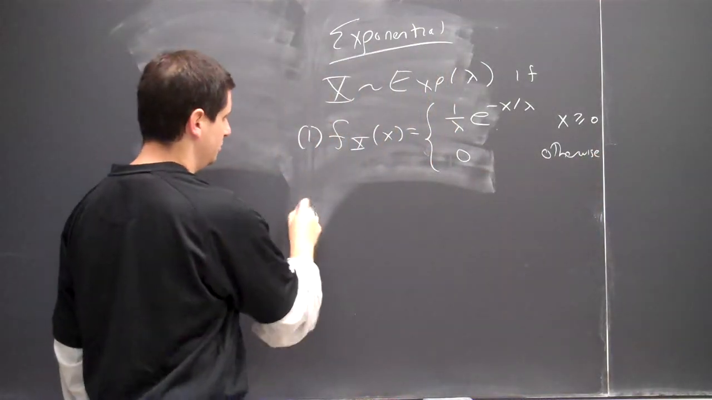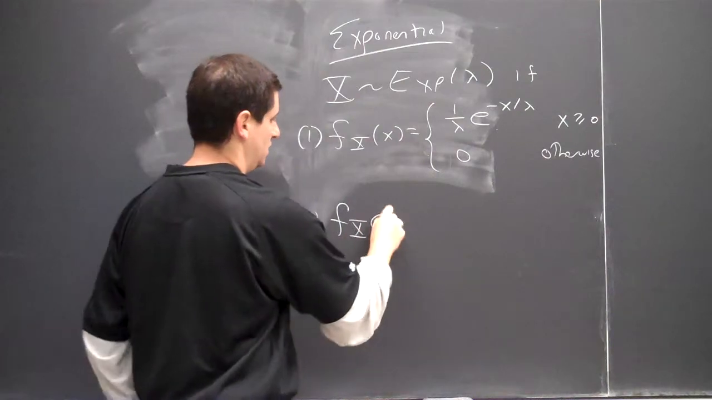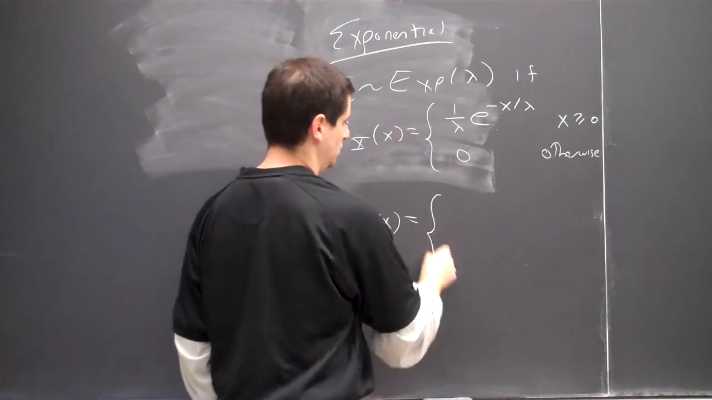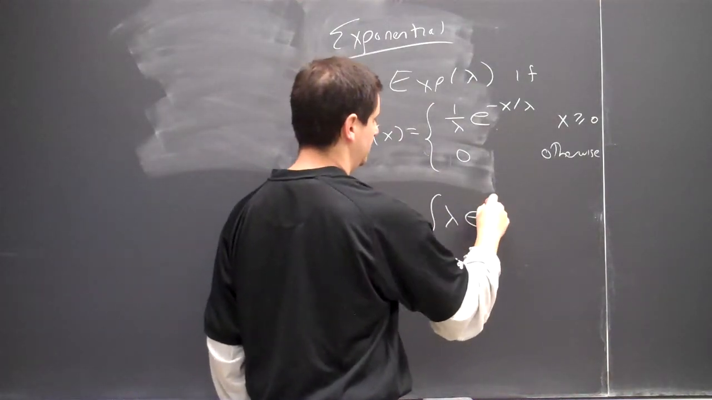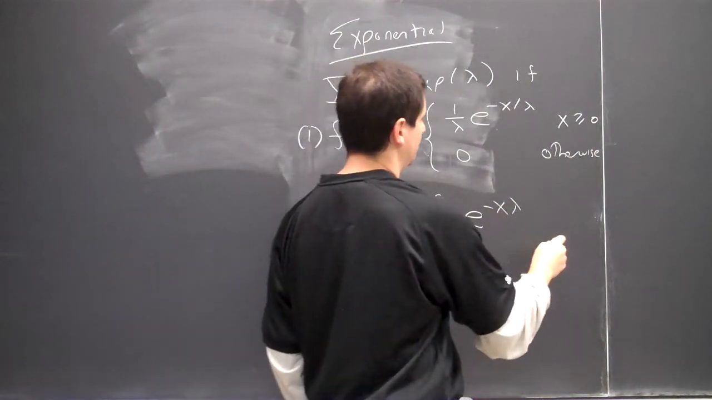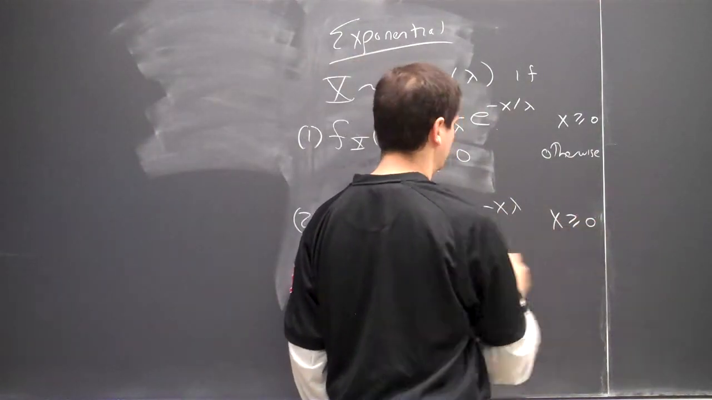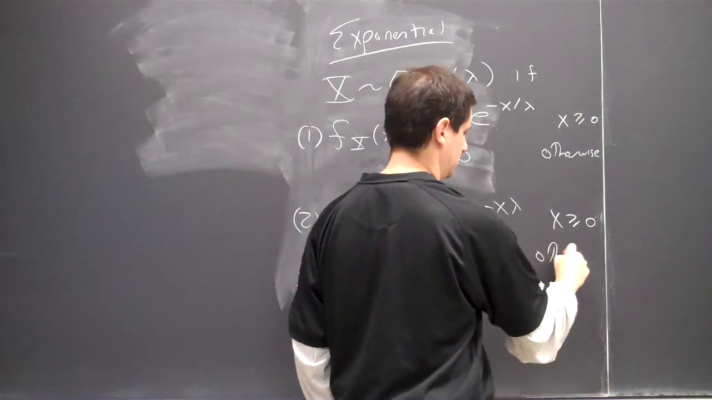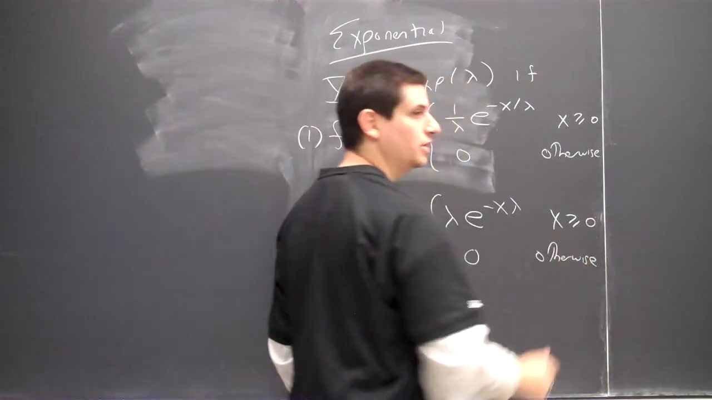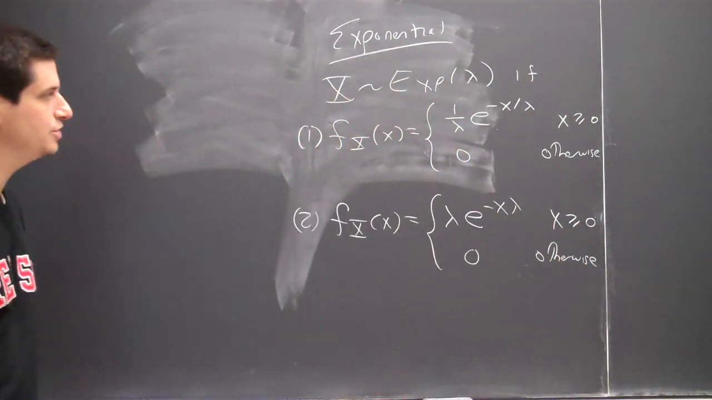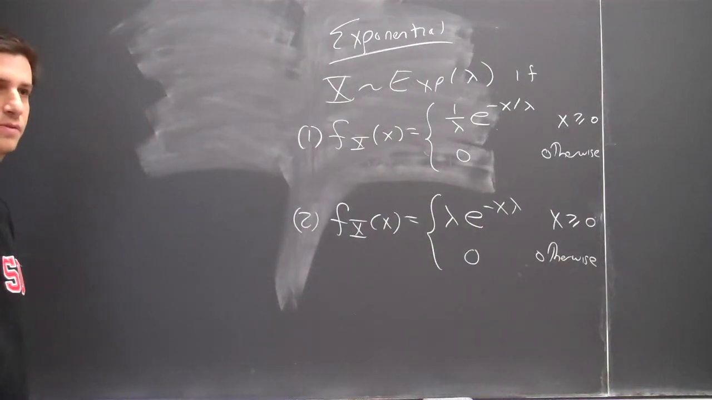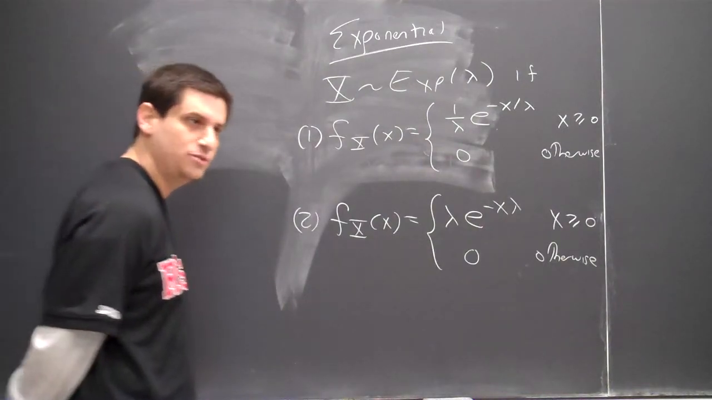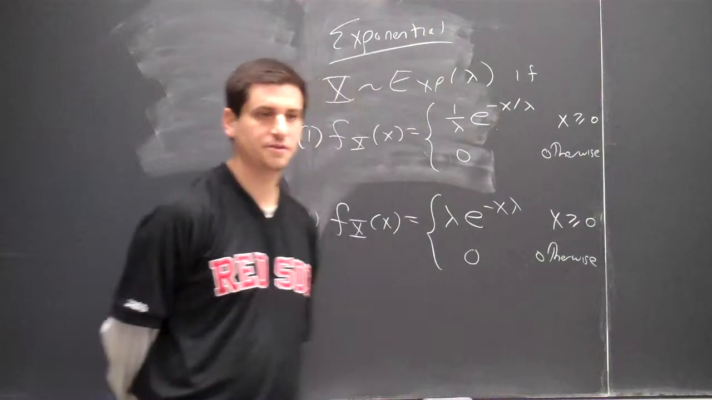And the other definition is it's equal to lambda e to the negative x lambda if x is greater than or equal to 0 and 0 otherwise. So these are the two different definitions for an exponential random variable. So what are the things I have to immediately check once I give you this?